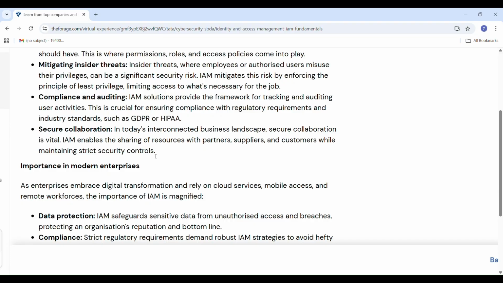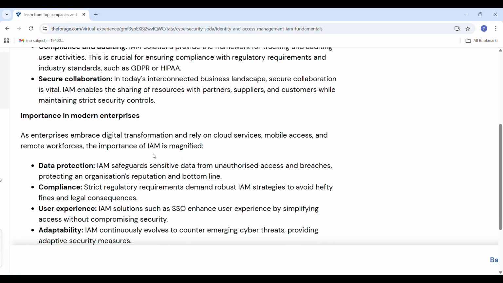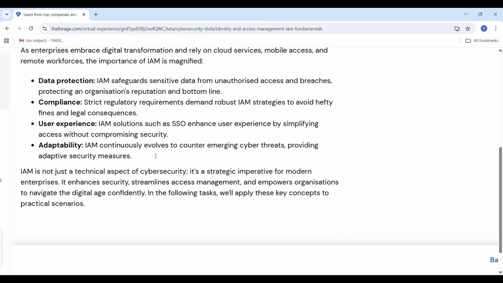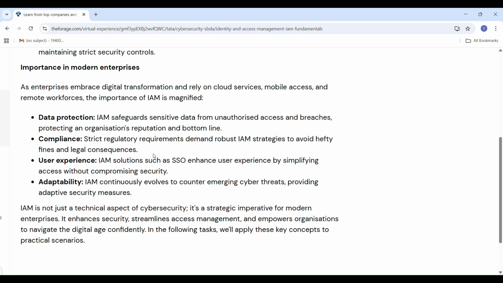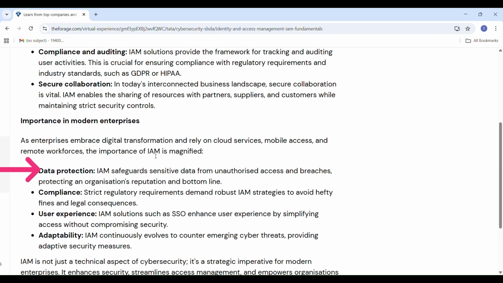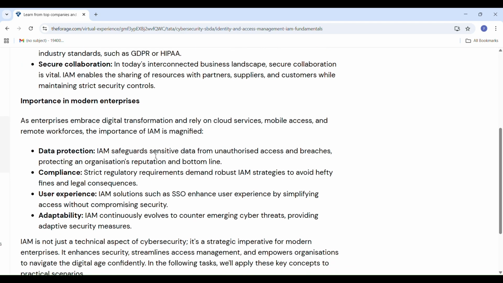As companies move to cloud, mobile access, and remote work, IAM becomes even more important. It protects sensitive data, helps with legal compliance, improves user experience through SSO, and adapts to new cyber threats. IAM is not just a technical tool, it is a key security strategy for every modern enterprise. In the next task, we will use these concepts in practical scenarios.